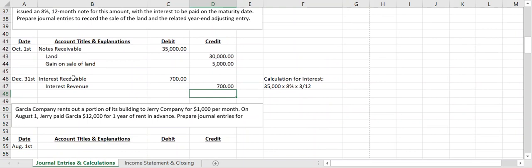Again, adjusting entry, affecting a balance sheet account, affecting an income statement account, and your income statement account is always increasing.